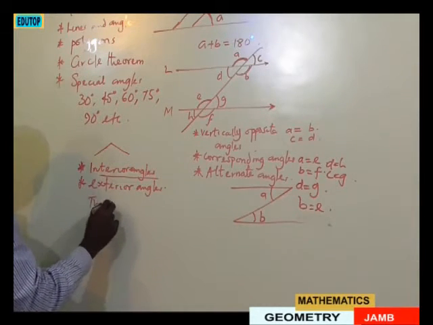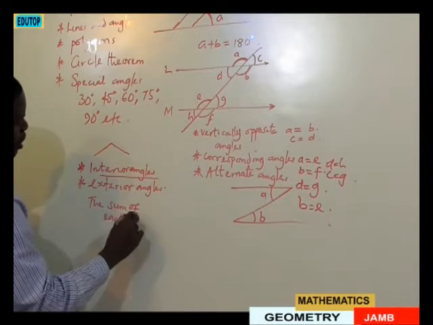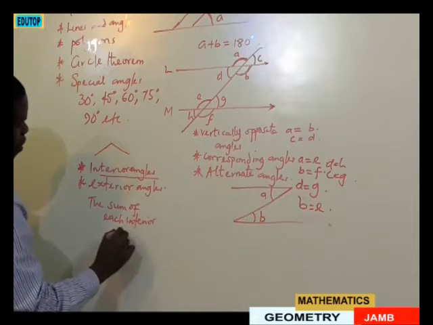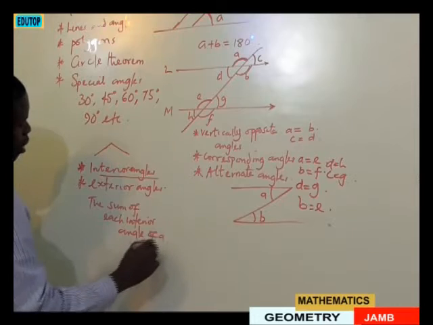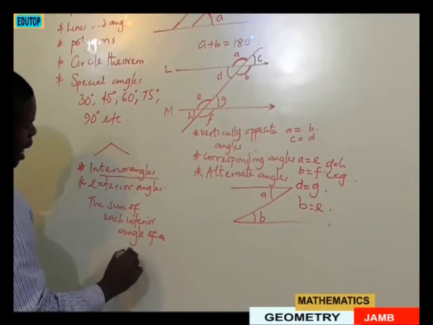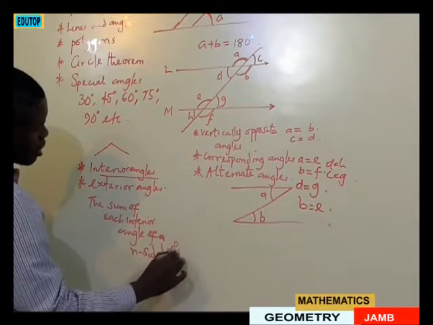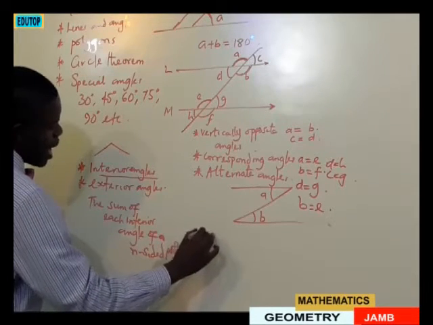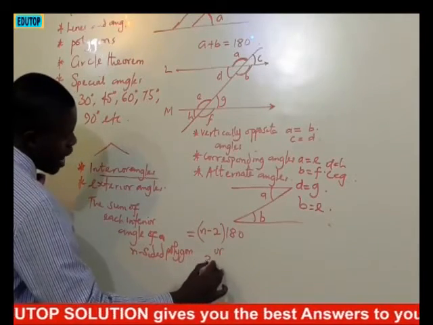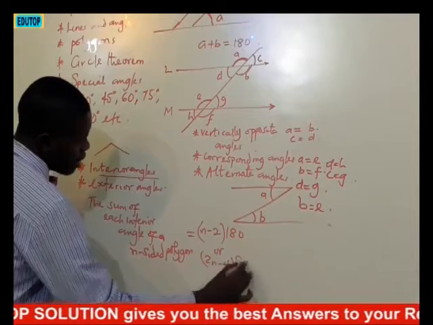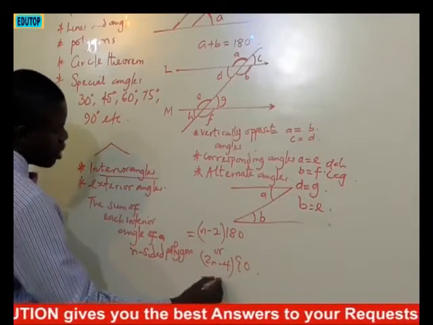the sum of each interior angle of an n-sided polygon is given as (n minus 2) times 180, or (2n minus 4) times 90. Take note of that. Whereas the sum of exterior angles is 360 degrees.